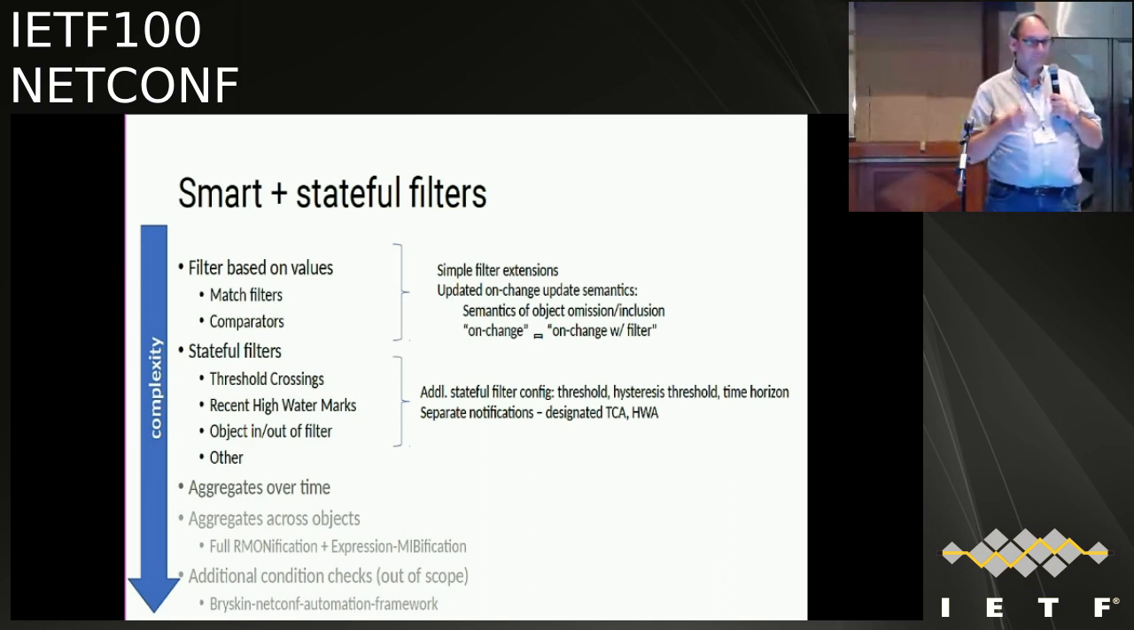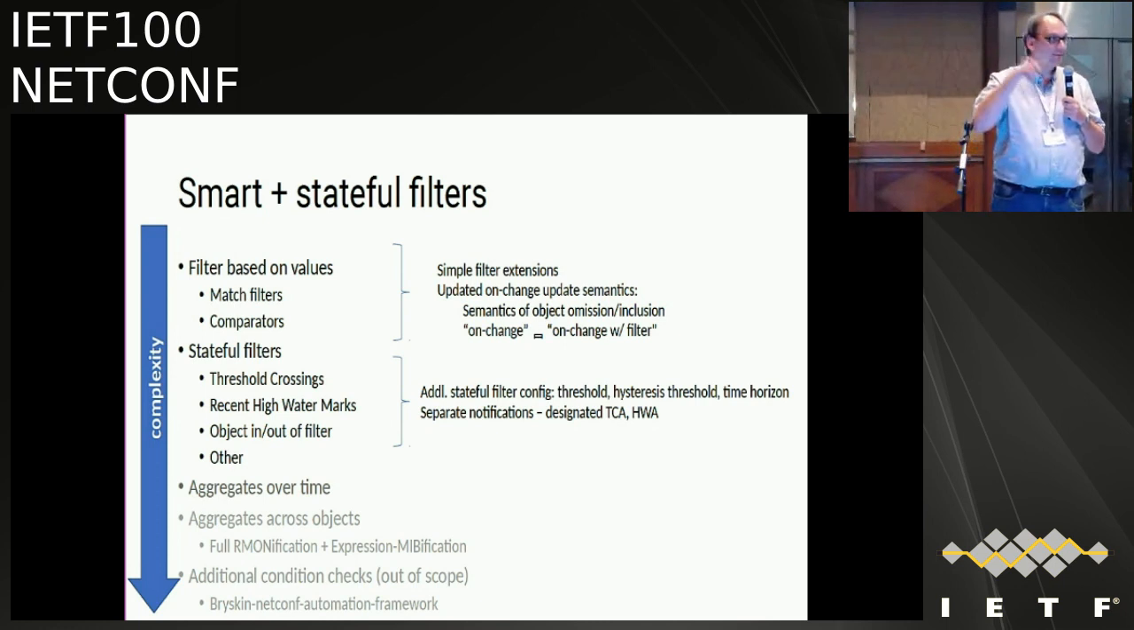In terms of what would be included in the scope of smart and stateful filters, clearly filters based on values, so match filters, comparators, those sorts of items. Also certain selected stateful filters, such as threshold crossings, recent high watermarks, whether objects are in and out of filter conditions, and so forth. Those things are pretty much table stakes that you need to have for service assurance. The proposal here is to focus on those.